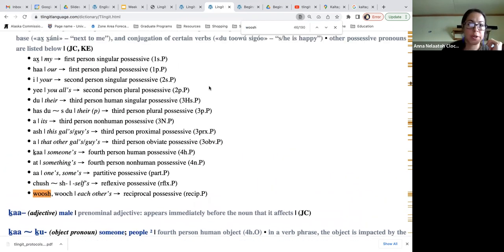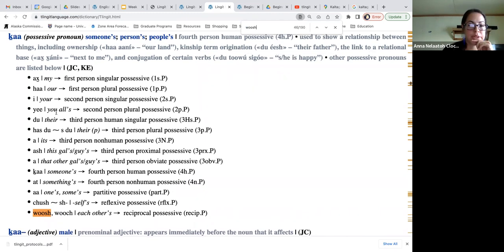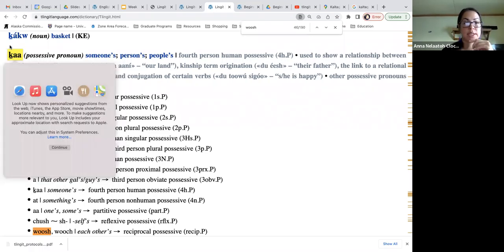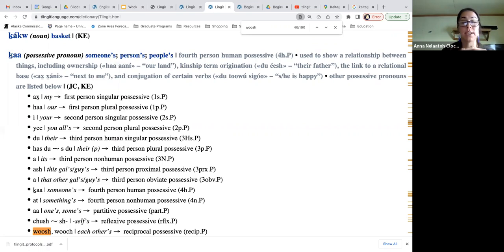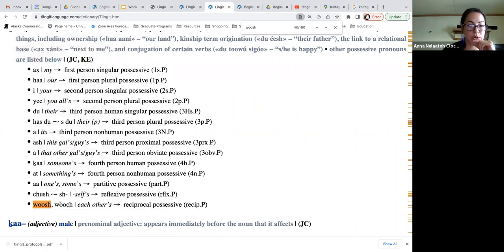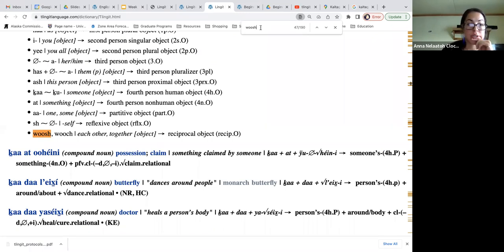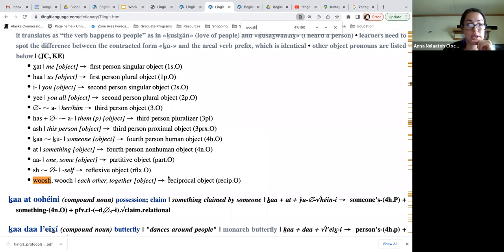And here it is. In this example, it's listed under the entry for ka, which, since this is a low tone ka, just means a possessive pronoun referring to people in general, like people's uncles, people's aunts. Wush or wooch could mean each other's. So that's one way that it can have meaning, belonging to each other. So let's see what else we get. It can also appear as an object. And so I'm starting to see it.